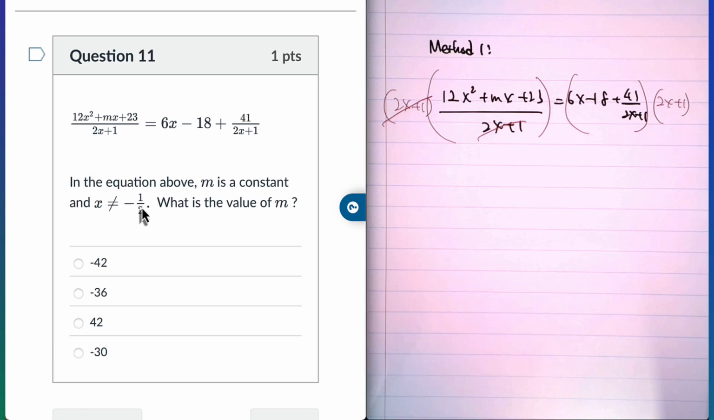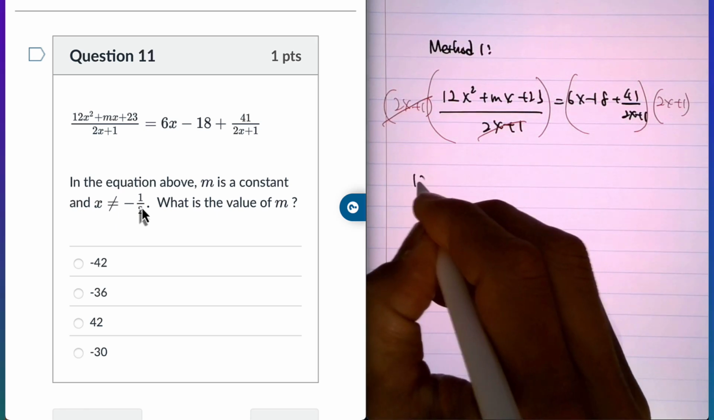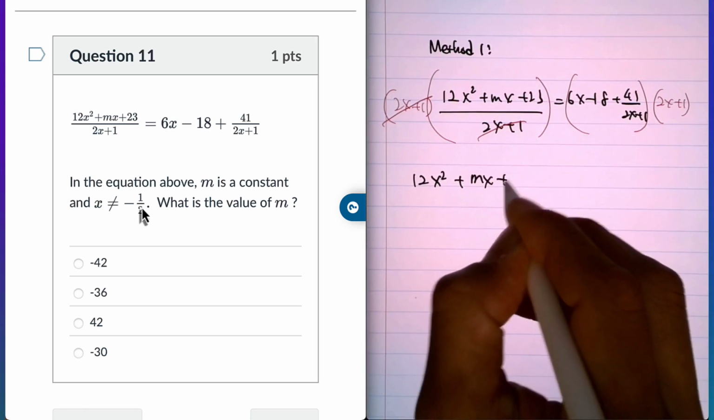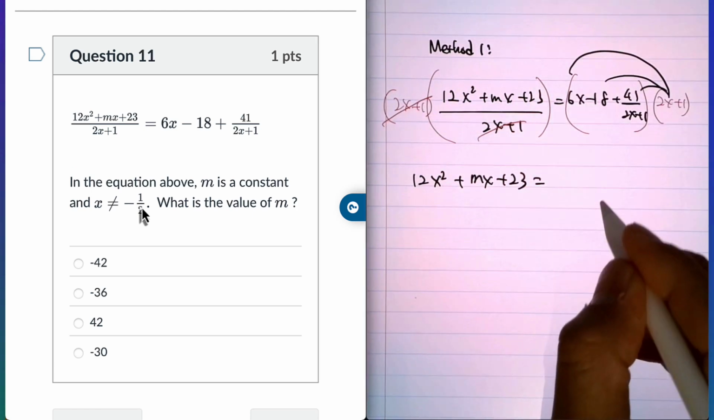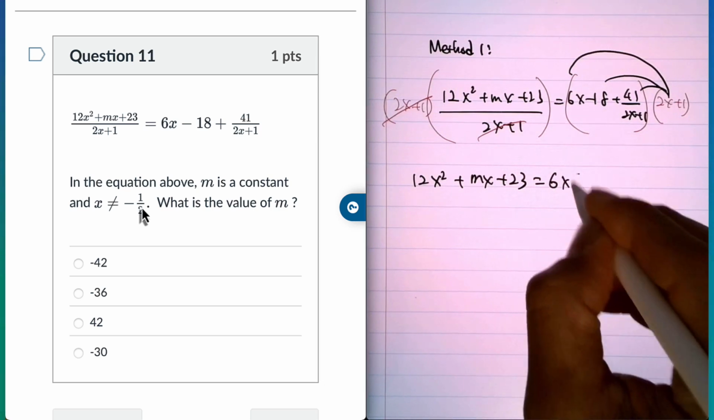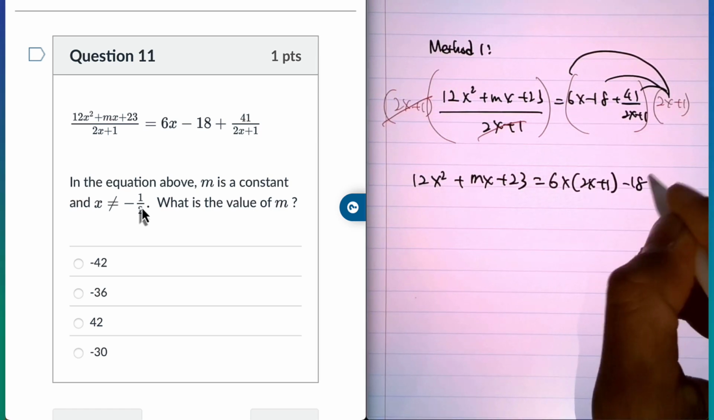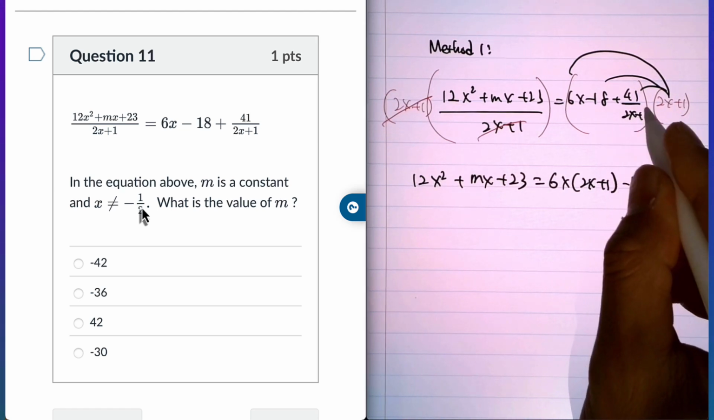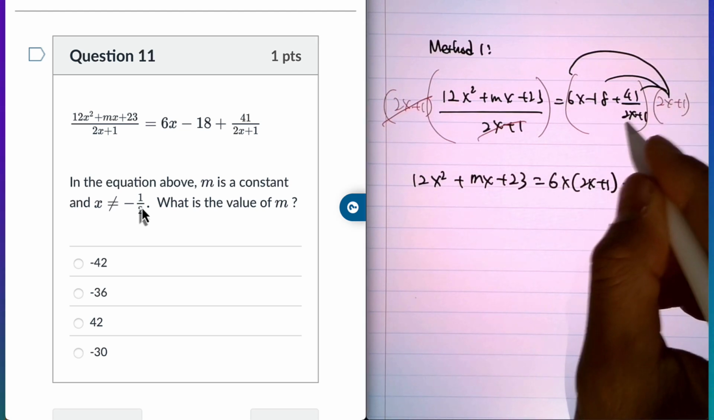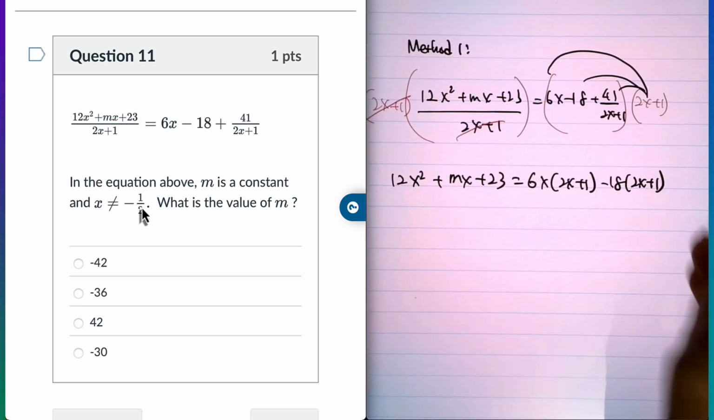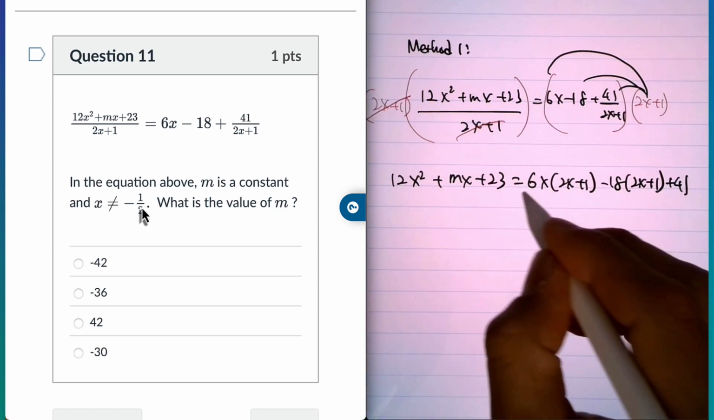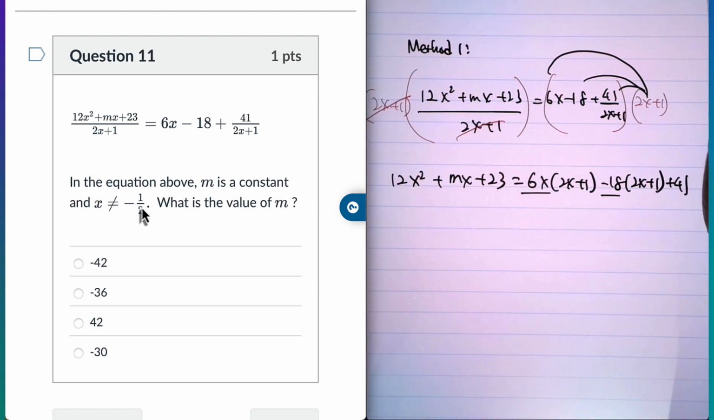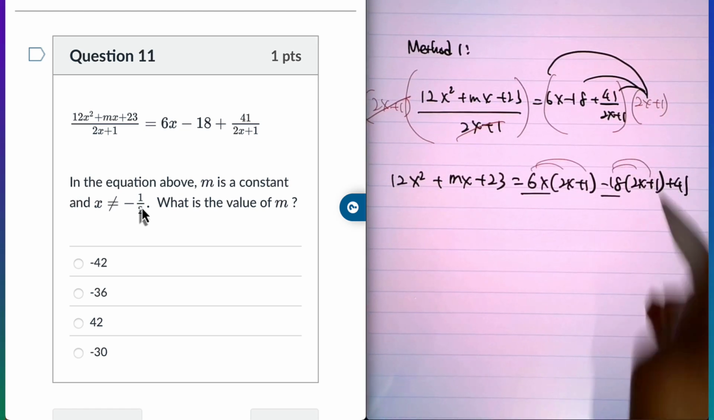So we can knock this out. On the left side, we get 12x squared plus mx plus 23. On the right side, when you distribute this, you're going to get 6x(2x plus 1), negative 18(2x plus 1), and the last one, the 2x plus 1 cancel, leaving you only with 41. So we just do our usual, distribute this, distribute that, and then we're going to combine the like terms or match the like terms.